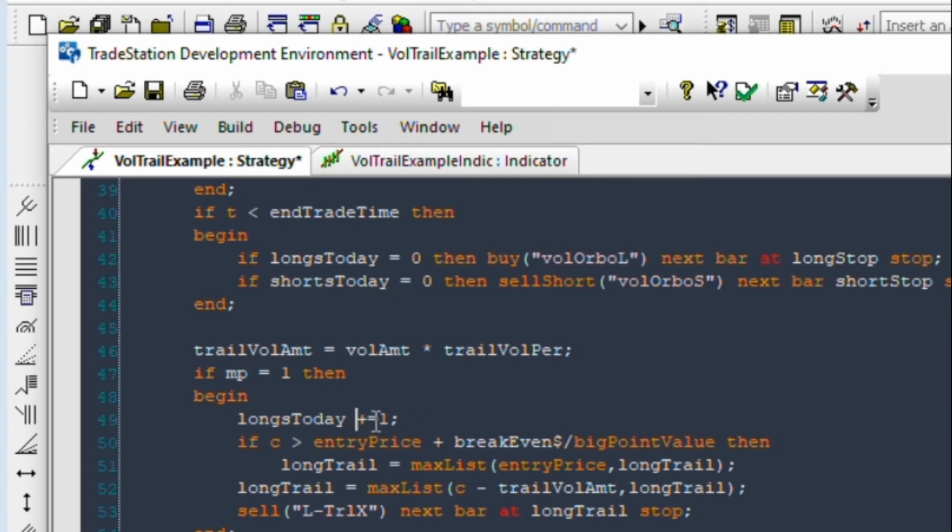This is kind of a shortcut. There's a specific keyword for it. I can't think of it right now, but basically it increments longs today by 1 every time this logic is hit.